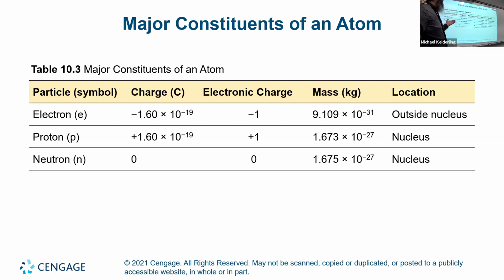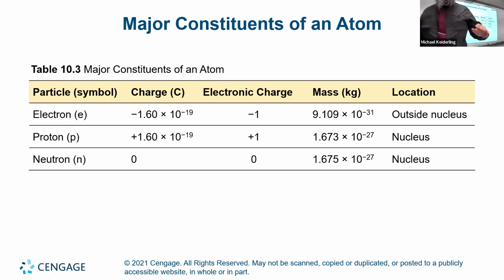The proton has a +1 quantum of charge. The electronic charge, this 1.6 times 10 to the minus 19, is often written as a lowercase e. So plus 1.6 times 10 to the minus 19 coulombs. And it has a mass of 1.67 times 10 to the minus 27. So the proton is about 2,000 times the mass of the electron.